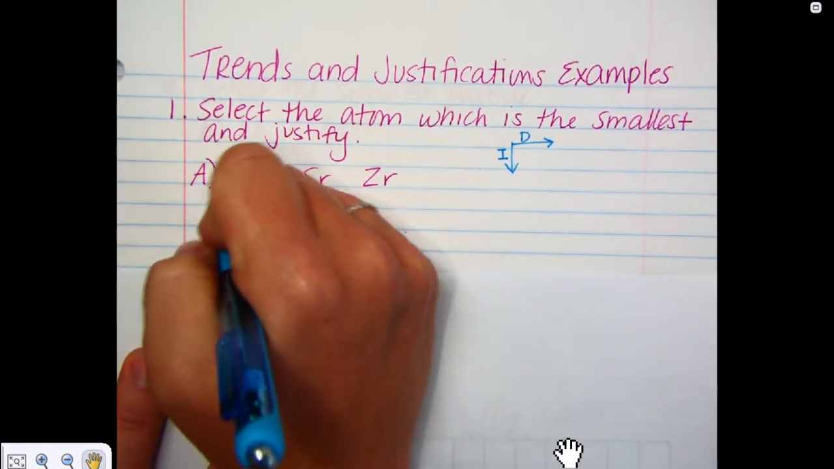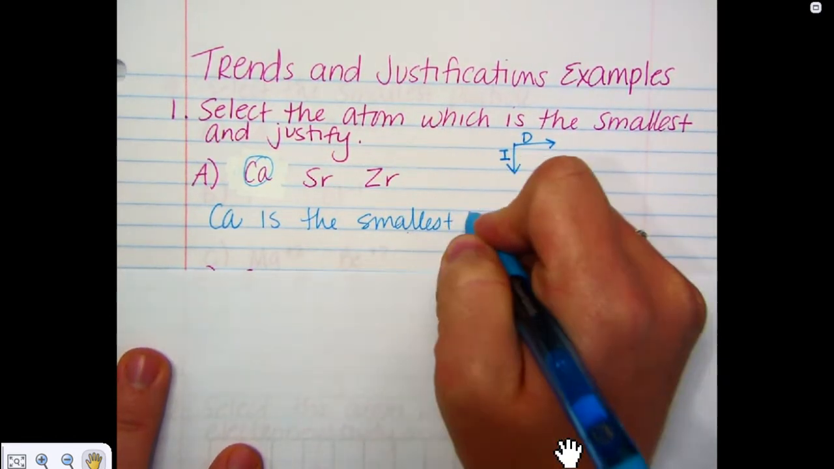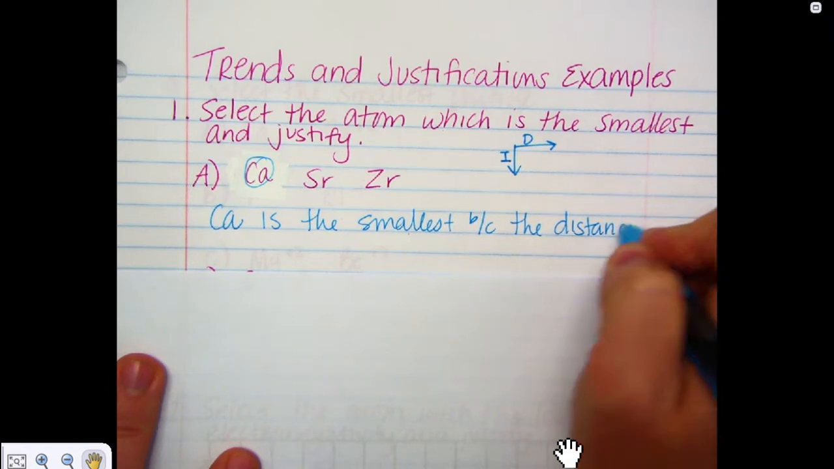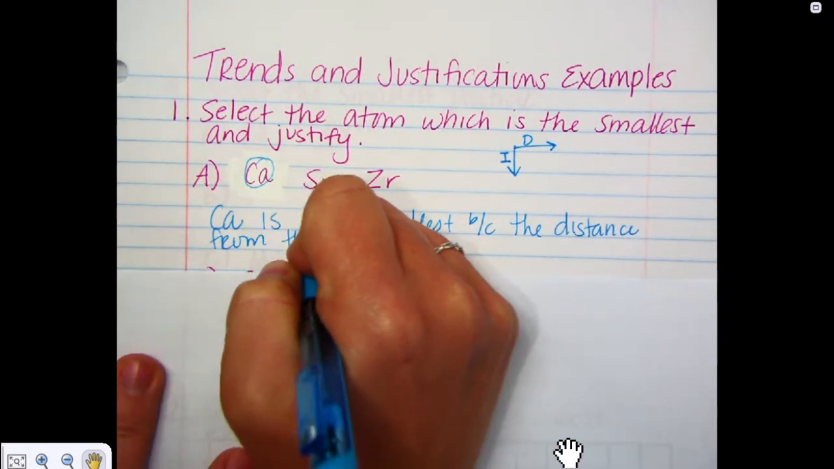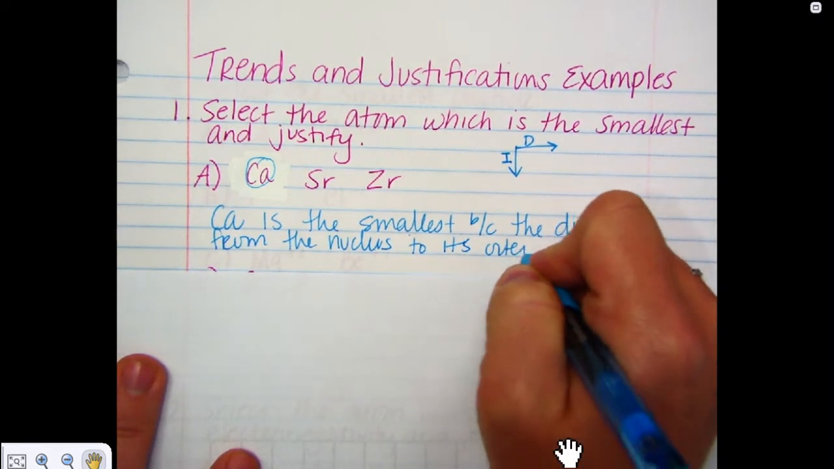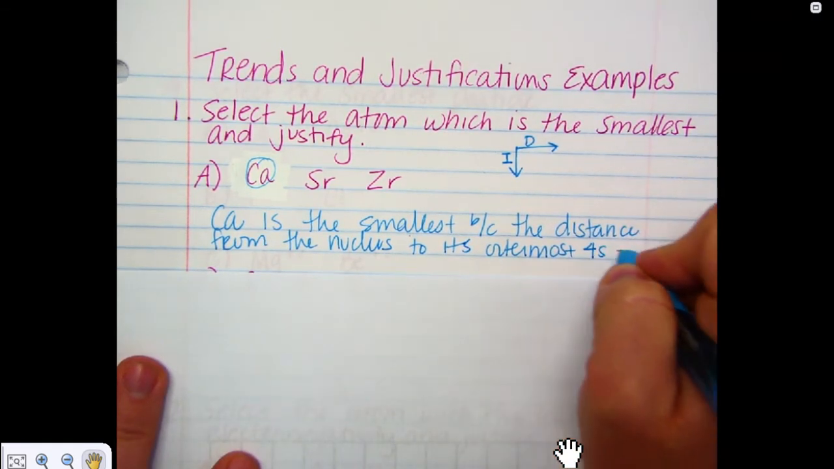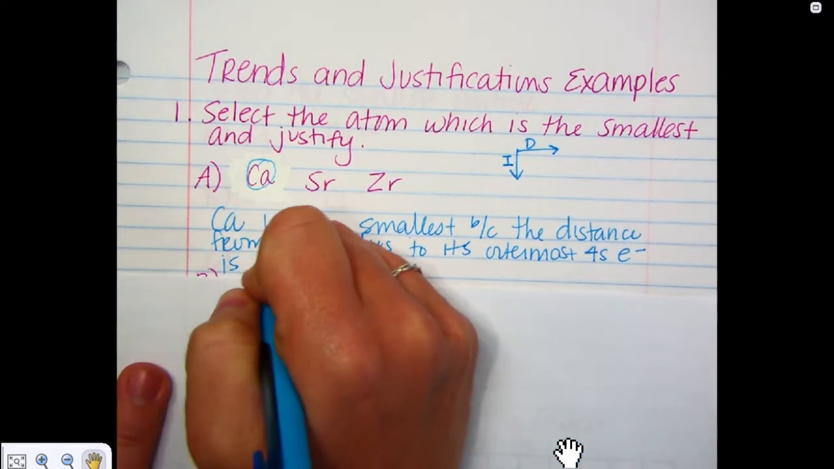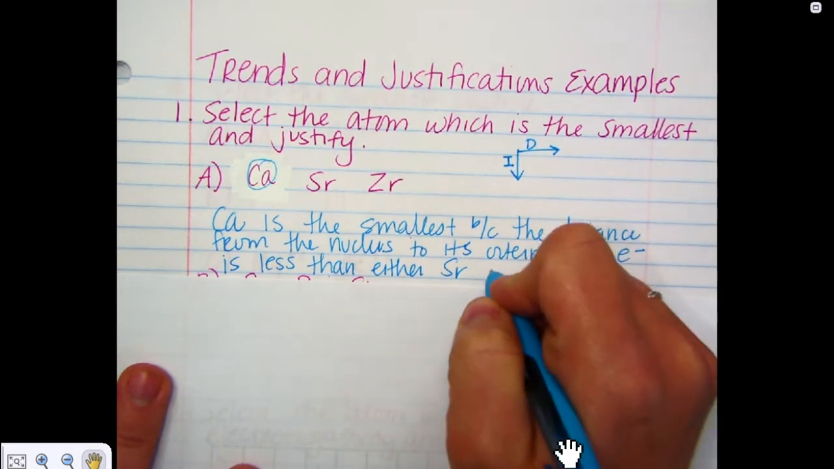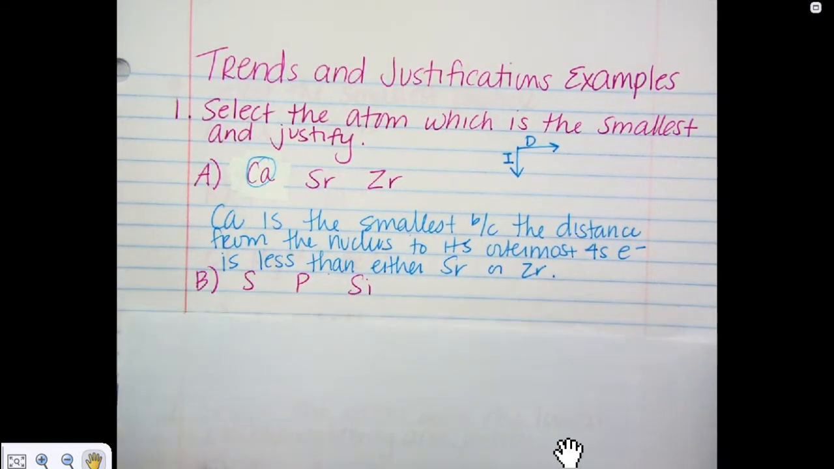So calcium is the smallest because the distance from the nucleus to its outermost 4s electron is less than either strontium or zirconium. Good enough. All right, let's look at the next one.